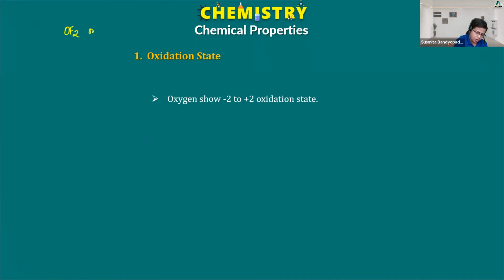In OF2, see, fluorine is the most electronegative element. So say for example, a person who is getting the second rank says I am the best, he or she has to say I'm the best except the first topper. Similarly, with the first topper fluorine, oxygen exhibits a positive oxidation state. It can show +1 as well as +2 oxidation state.